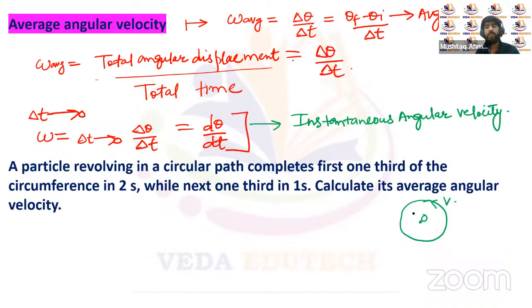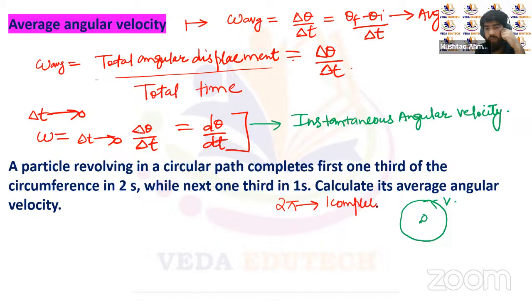Then the question says that 1/3 of the circumference is traveled in 2 seconds, while the next 1/3 is traveled in 1 second. Now let's look at what this 1/3 of the circumference is. In one complete revolution, the particle travels an angular displacement of 2 pi, in one complete cycle.